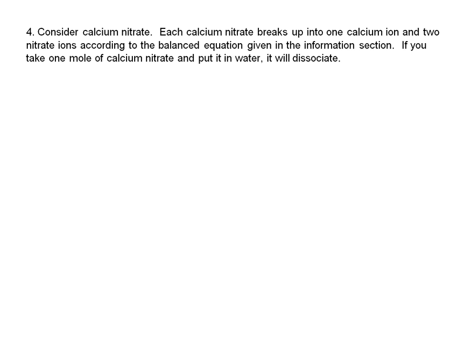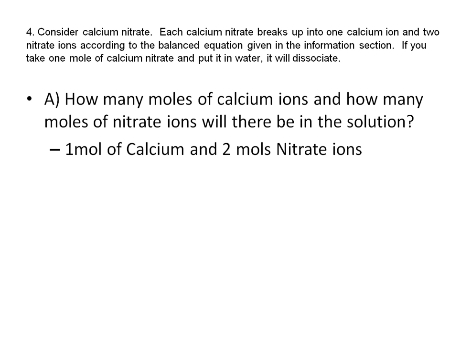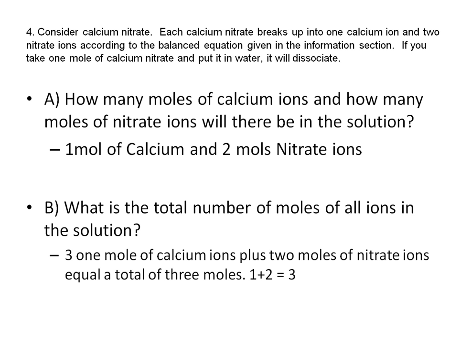Alright, so we have this question. We want to find how many moles of calcium ions and how many moles of nitrate ions there are. So there's 1 mole of calcium and 2 moles of nitrate. If you add these together, it's 1 plus 2, so you get 3 total moles.